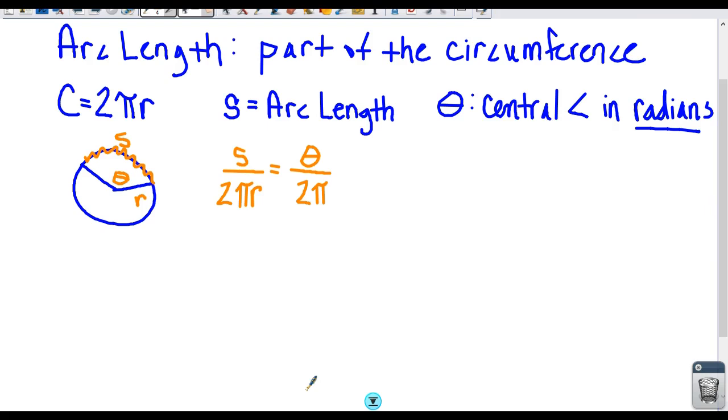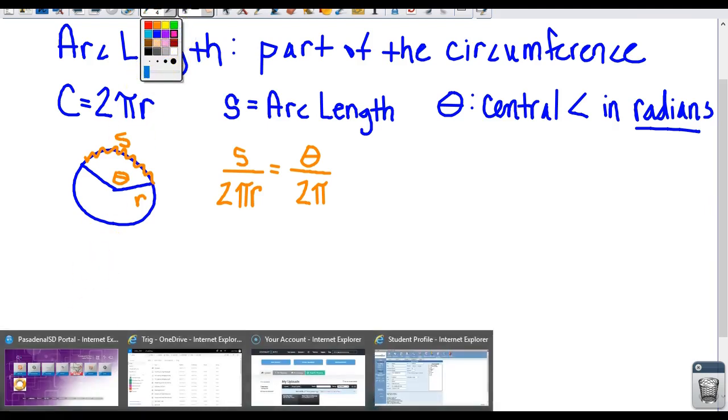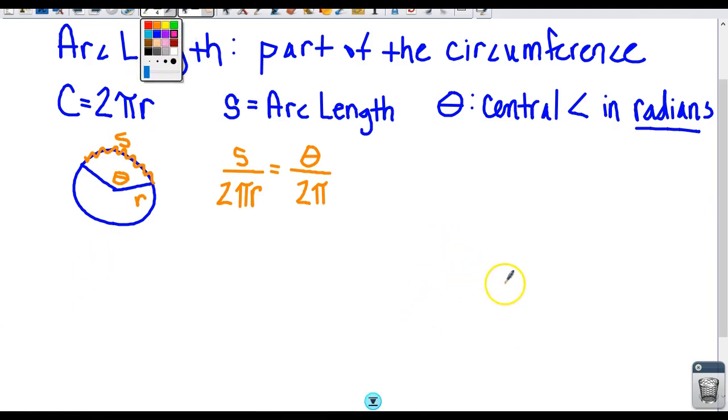So think about that. If the radius was 1 and it's a unit circle, then these look the same and this is theta, because that's how you get your radians, okay? But if I want a formula for arc length here and I want to get the arc length by itself, what do I do to get S by itself? Multiply both sides by 2 pi r, right?